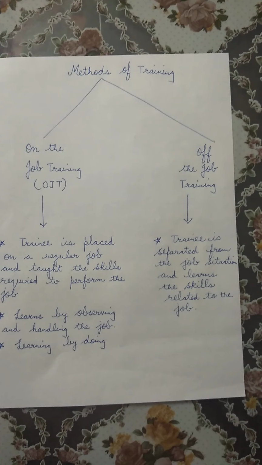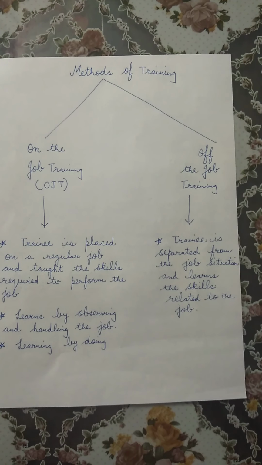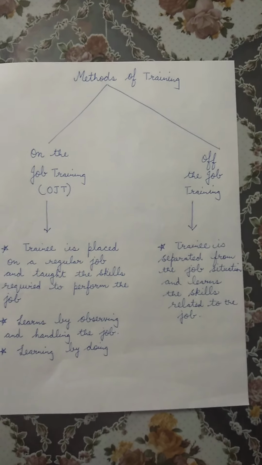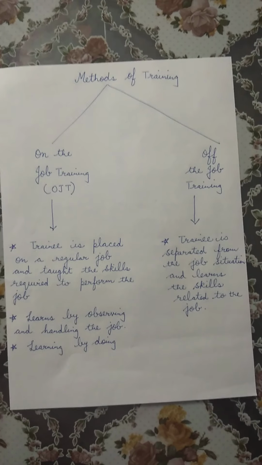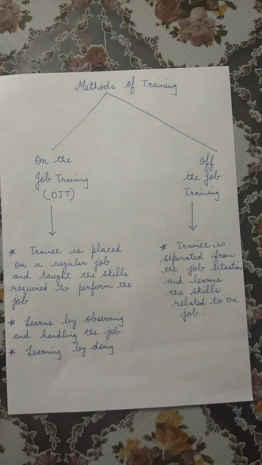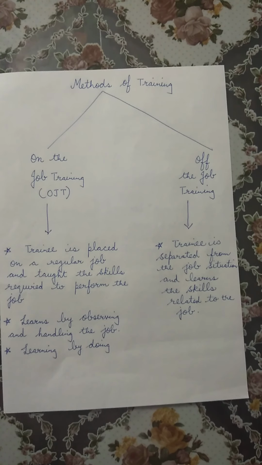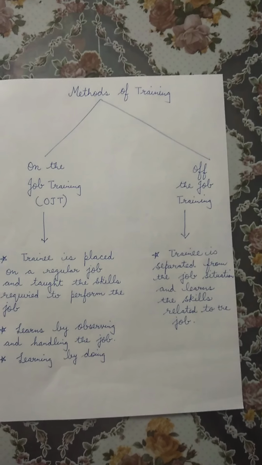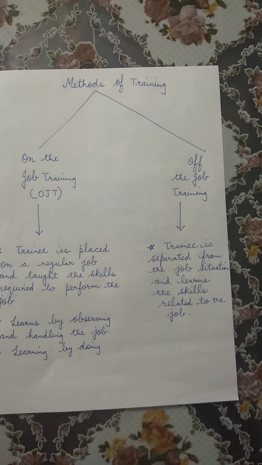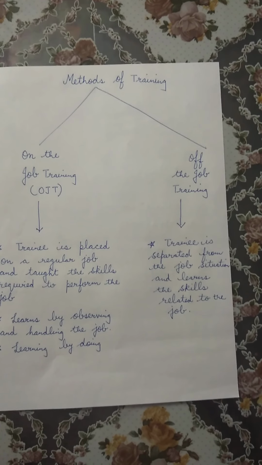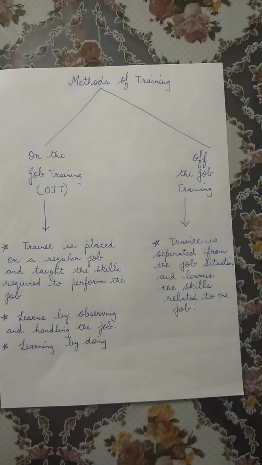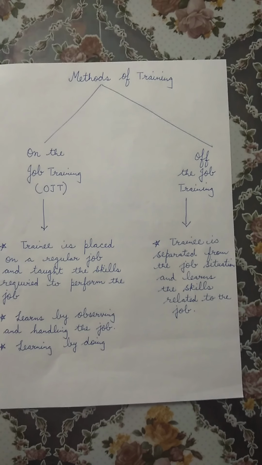First of all, let us talk about on the job training, which is also known as OJT. In this type of training, the trainee is placed on regular job and taught the skills required to perform the job. For example, in case of a factory, the worker working on the machine is being supervised and taught how to operate the different types of machines while he is working on the machine. So, this would be on the job training.